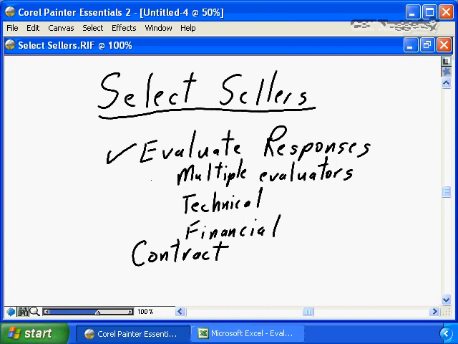Key is you need to use multiple evaluators so there's no personal biases coming into the evaluation, and you need to use the evaluation matrix that we developed earlier, to ensure that the evaluation is fair and straightforward. Often you will do two separate evaluations.